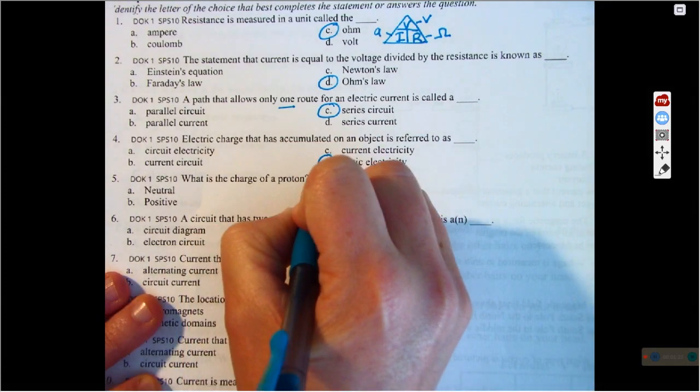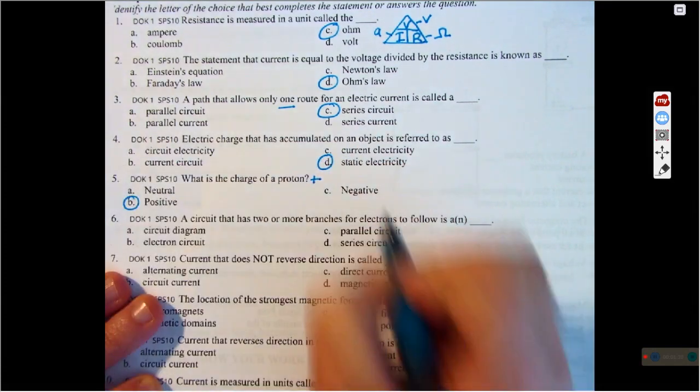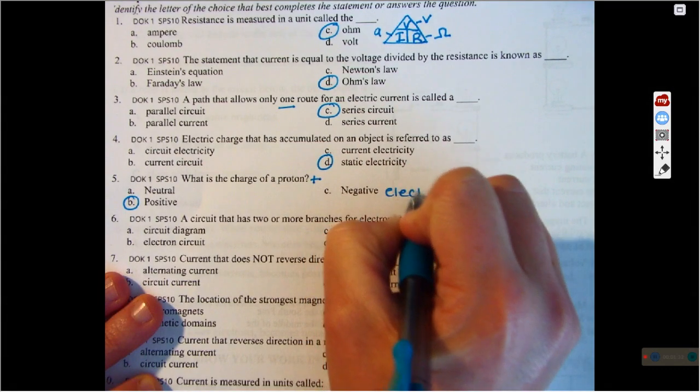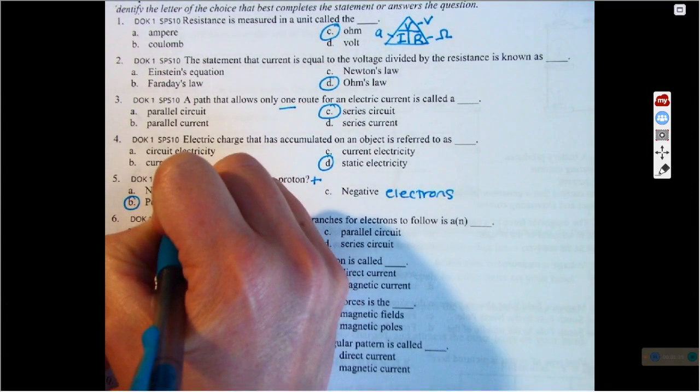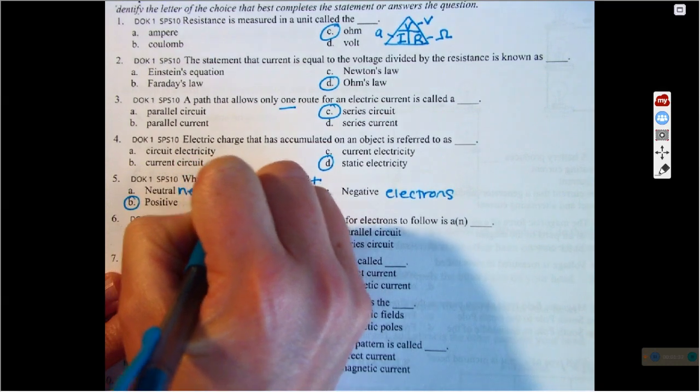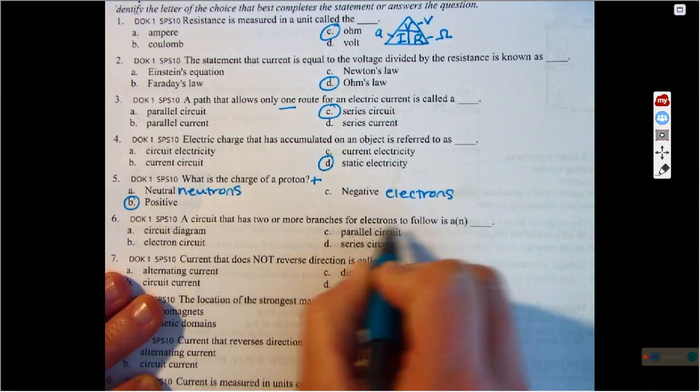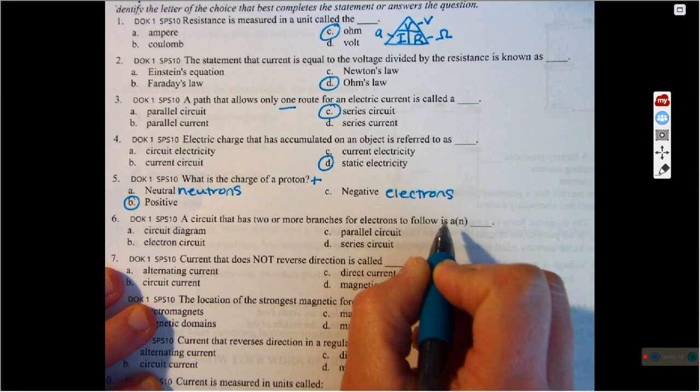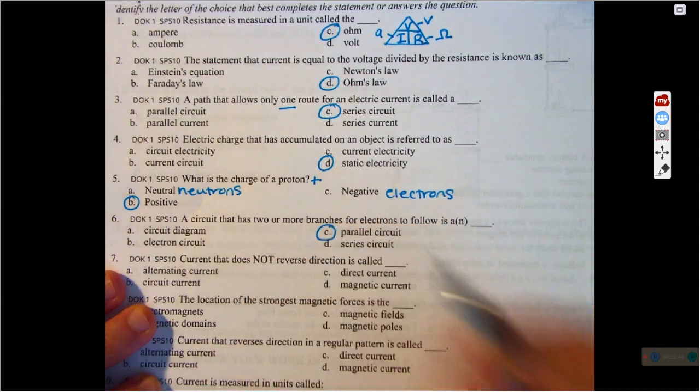Protons are positive. Electrons are negative. And neutrons are neutral. A circuit that has two or more branches for electrons to follow, so not just one, two, would be a parallel circuit.